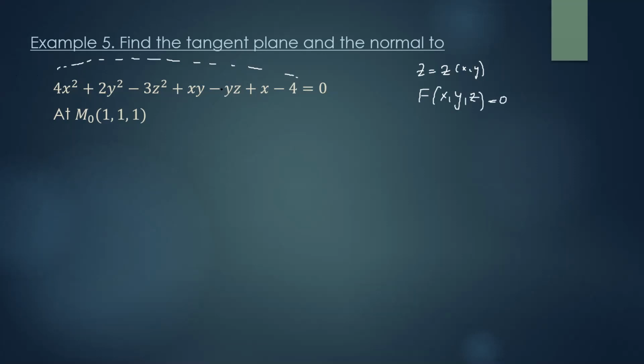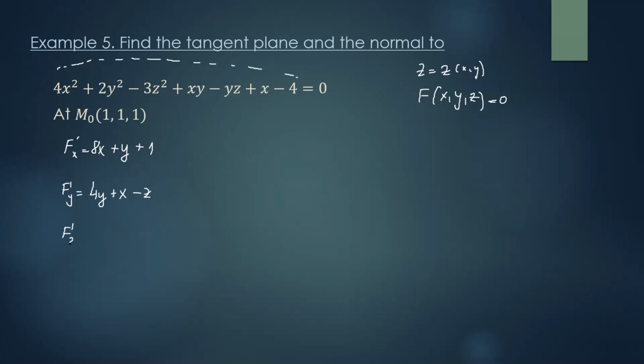It's not written in this form. It is written in the form of an expression containing x, y, z equals 0. So we take this expression f, the left-hand side, and differentiate. So the derivative with respect to x is, let's see, 8x, 2y squared constant, nothing, minus 3z squared constant, nothing, plus xy, derivative by x is y, yz constant, nothing, plus x, that is, derivative is 1.